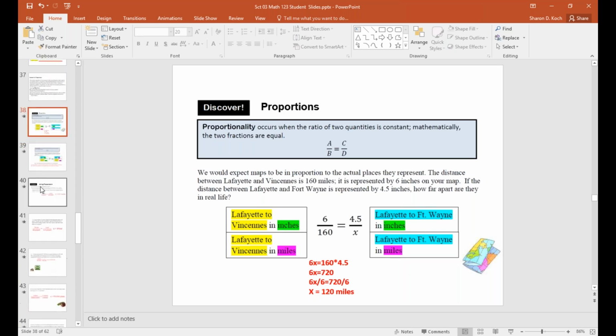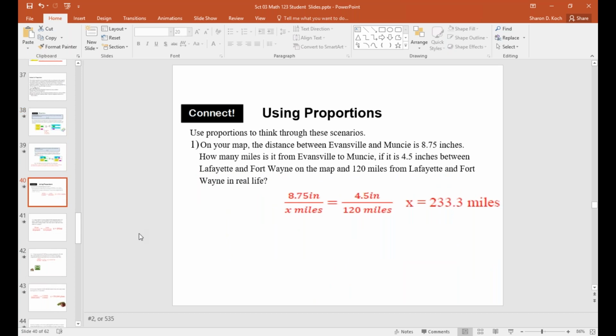Okay, so let's look at another example. Okay, here's another one with a map. So on your map, the distance between Evansville and Muncie is 8.75 inches. How many miles is it from Evansville to Muncie? If it's 4.5 inches between Lafayette and Fort Wayne, and 120 miles. So once again, I've got inches and miles. The side I know the most about, in this case, Lafayette to Fort Wayne. So that's 4.5 inches and 120 miles, Lafayette to Fort Wayne. On the other side, I know the inches. I'm trying to figure out how many miles. So I'm going to multiply the two numbers across from one another. I'm going to divide with the one with the x, and I get approximately 233 miles.